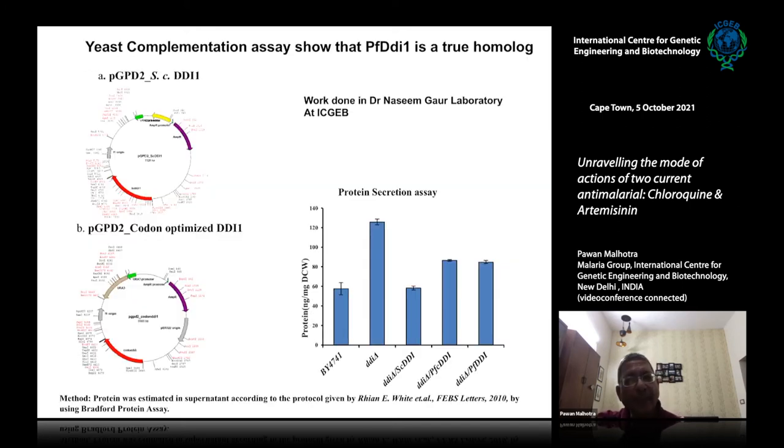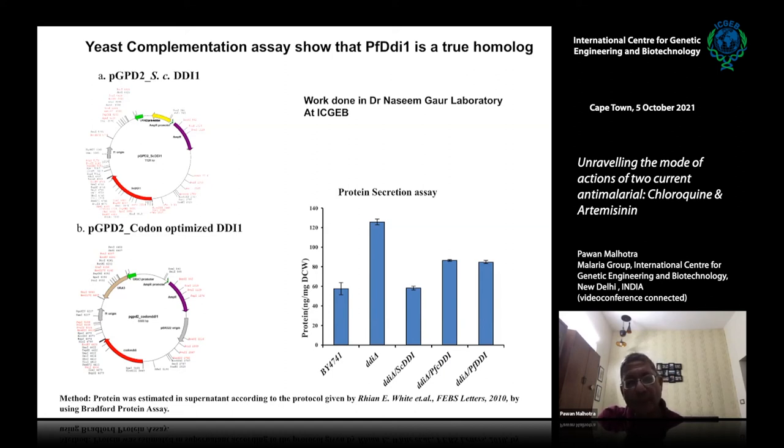So is DD1 a true homolog of yeast DD1? We again did a yeast complementation assay with one of my colleagues in ICGB, Dr. Naseem Gore. Unfortunately, this protein is not essential in yeast, though people have developed an assay: as soon as you knock out this gene in yeast, there is an increase in protein secretion in the yeast.